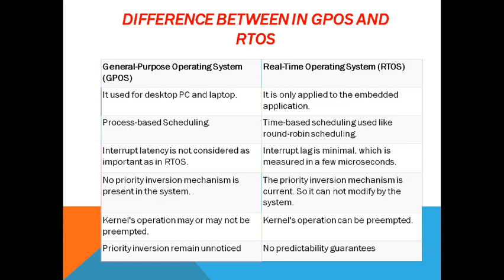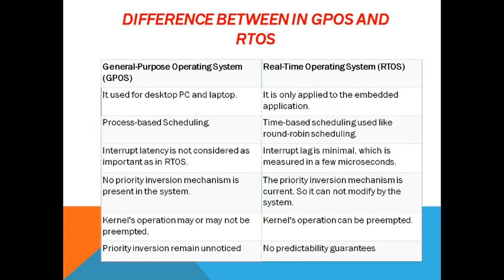Then, process based scheduling is present in GPOS, and time based scheduling, like round robin scheduling, is used in the case of RTOS. Interrupt latency is not considered as important in GPOS as in RTOS, where interrupt lag is minimal, measured in a few microseconds, because in embedded systems there are safety critical systems associated with medical lines or spacecraft.